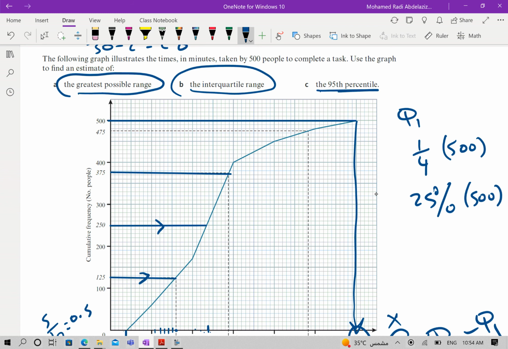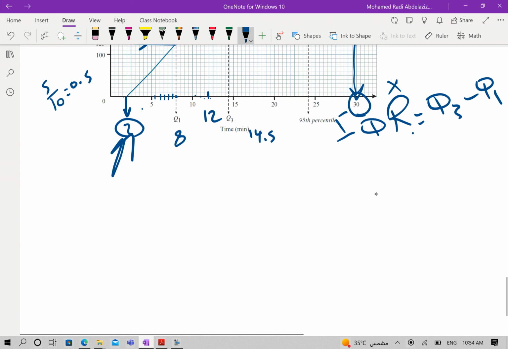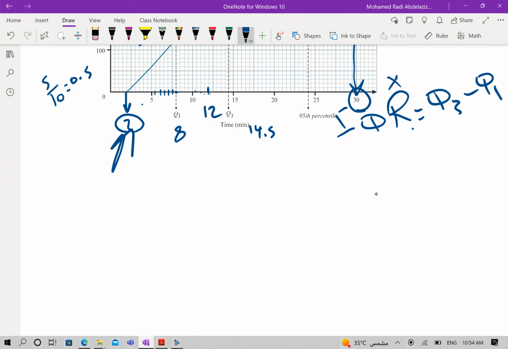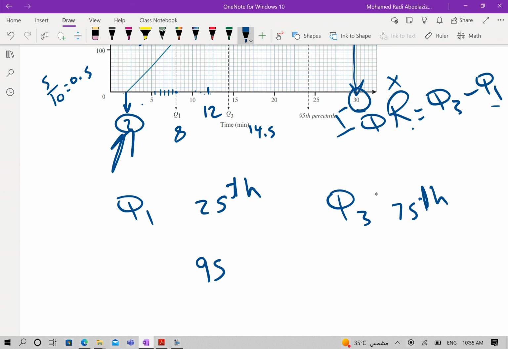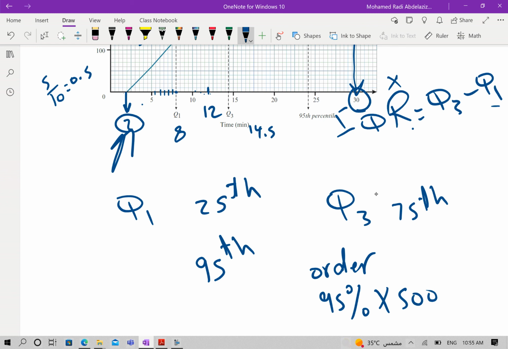What are the percentiles? Q1 is called what? Q1 is the 25th percentile. Q3 is the 75th percentile. So when I ask you to get the 95th, how do you calculate it? I will get its order first, which is 95% of the total, which is 95% of 500.